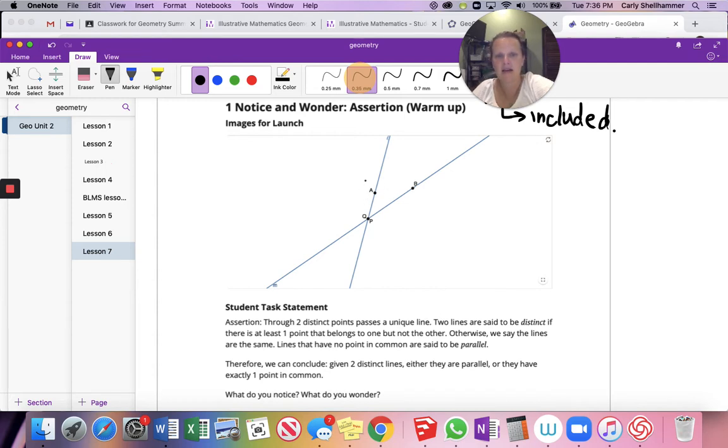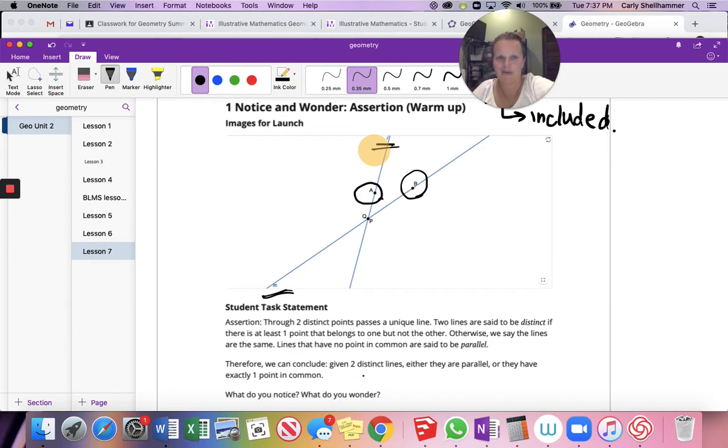So A belongs to line L, but not line M. B belongs to line M, but not line L. So that's what a distinct point is. Otherwise, we say the lines are the same. Lines that have no point in common are said to be parallel. So no point in common means they're parallel. Therefore, we can conclude, given two distinct lines, either they are parallel or they have exactly one point in common.